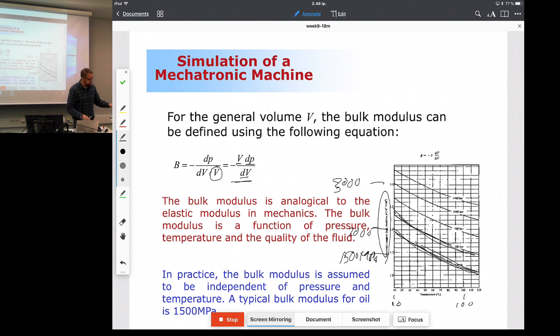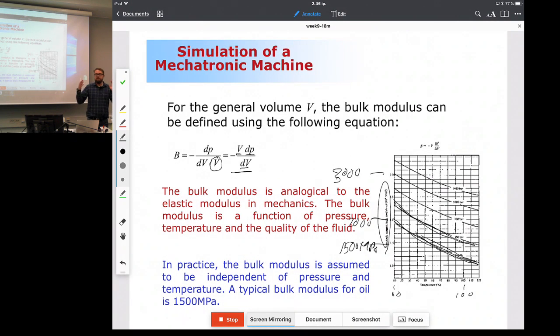So I'm introducing something and then I'm saying, okay, let's make an assumption. The first assumption that I'm introducing here is that the bulk modulus of the oil will have a constant value. The value that I recommend you to use is 1,500 megapascal. Clearly, you can see from this picture that the value I'm introducing here is not exactly true because it's a function of temperature and pressure. But it's an all right assumption. So that's bulk modulus.